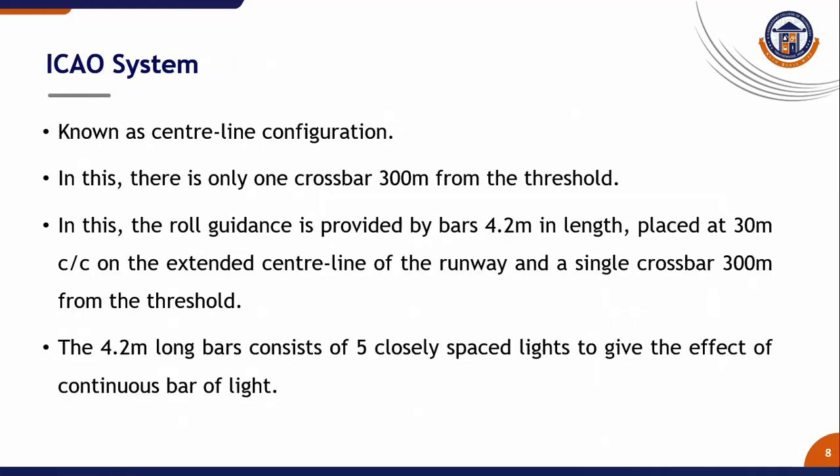The next one is the ICAO system. It is known as the centerline configuration. In this, there is only one crossbar, 300 meters from the threshold. The roll guidance is provided by bars 4.2 meters in length, placed at 30 meters center to center on the extended center line of the runway, and a single crossbar 300 meters from the threshold. The 4.2 meter long bars consist of 5 closely spaced lights to give the effect of a continuous bar of light.